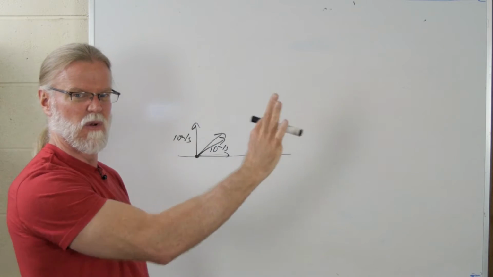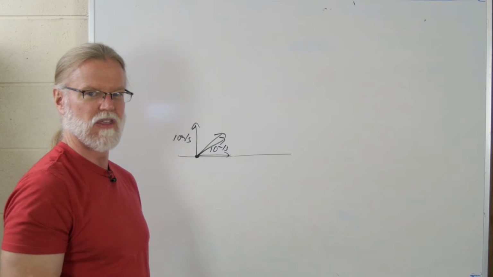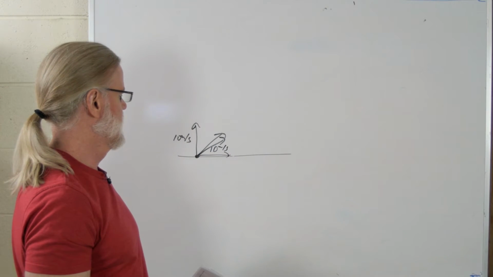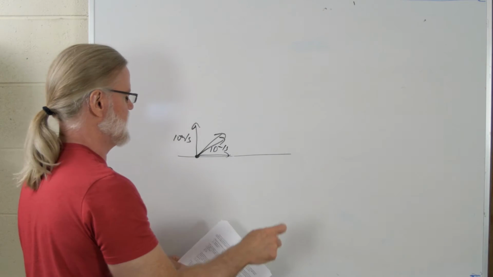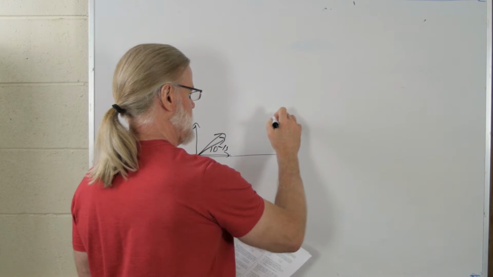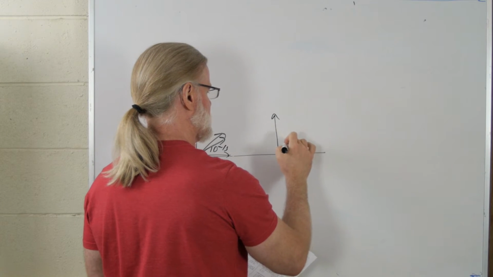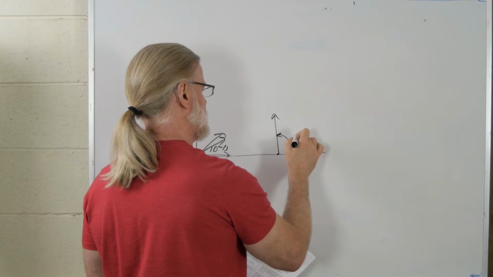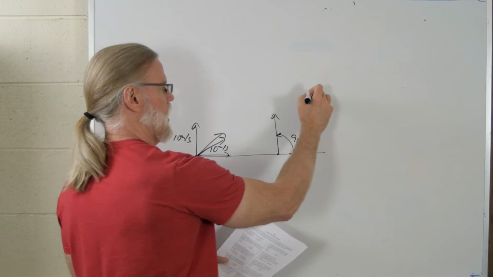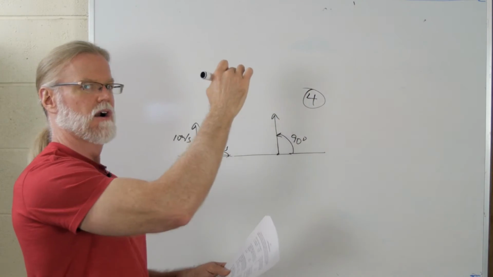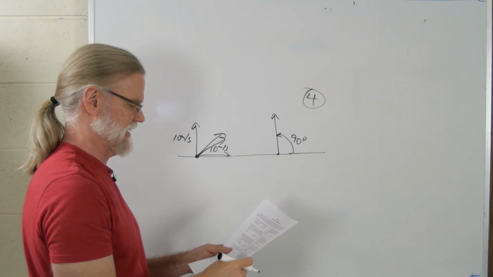If I went straight out, it would go the least, right? And everything in between would be in between that. So the answer was 90 degrees. If I throw it straight up in the air, the angle relative to the horizontal would be 90 degrees. So that would be choice 4. 4 is the answer to 6.